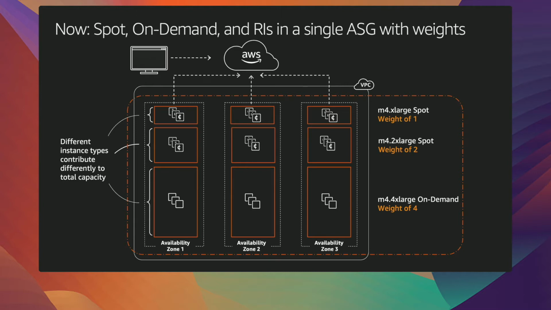Then because the M4 2x large is literally double the size of that first one, you give it a weight of 2, because one of those instances can perform the same work as 2 of the normal M4 extra large instances that you had. And then lastly, the 4x large is double again of the 2x large, which means it has a weight of 4.